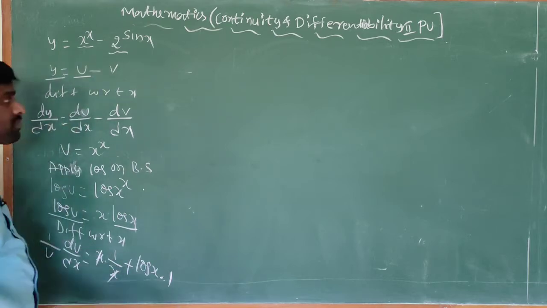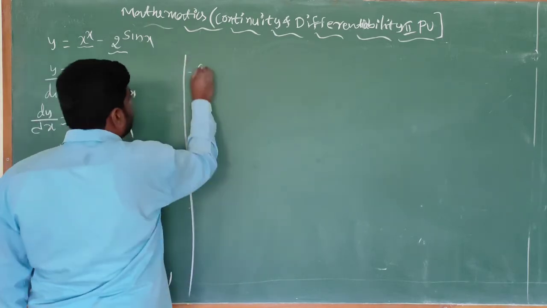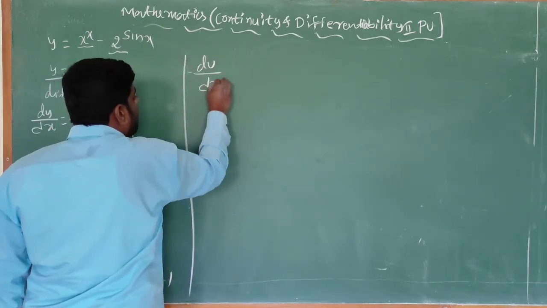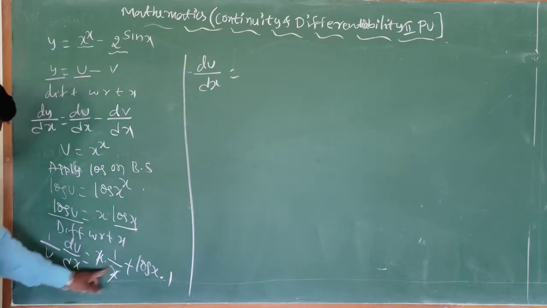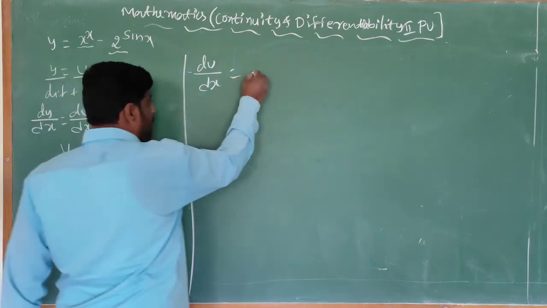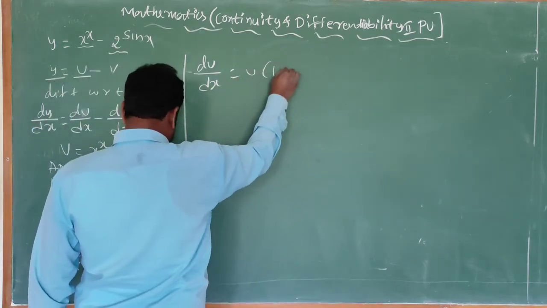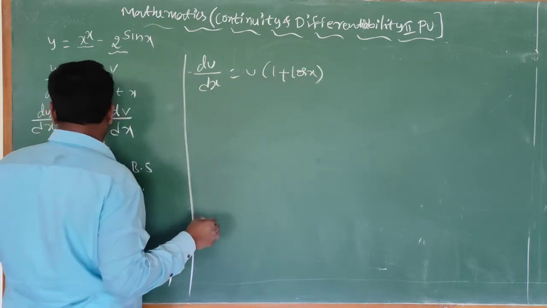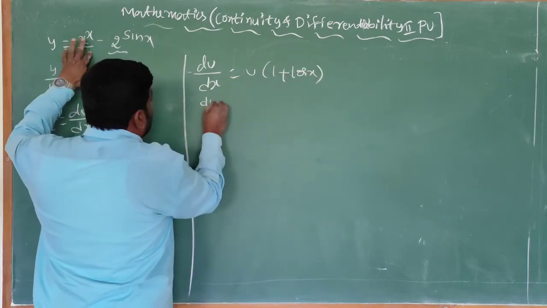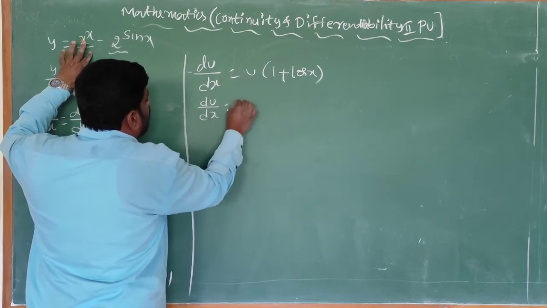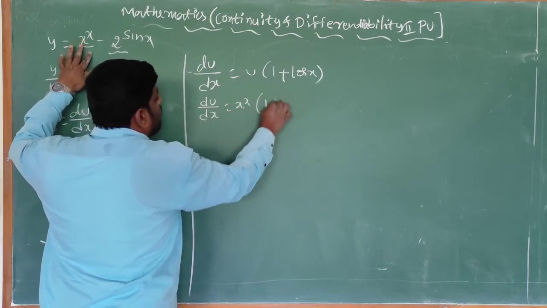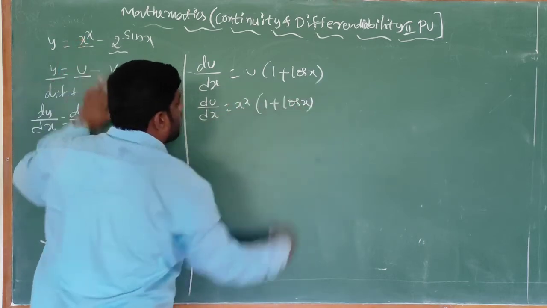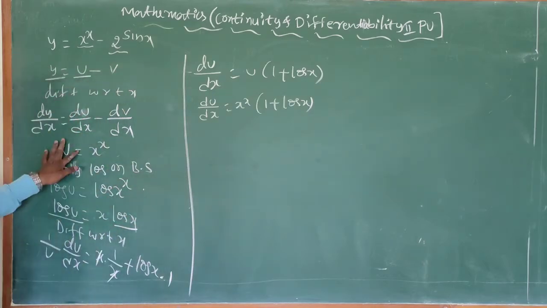x cancel. Now du by dx is equal to, this u shift to RHS, u into 1 plus log x. What is u? x to the power of x. So du by dx is equal to x to the power of x into 1 plus log x. This is du by dx.